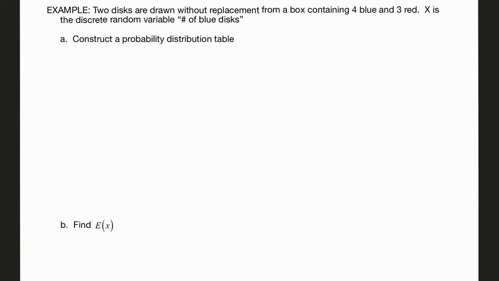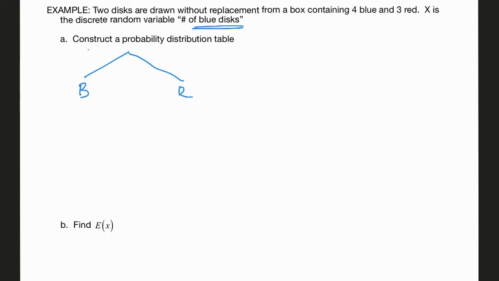Okay, so on this one, it says that 2 discs are drawn without replacement from a box containing 4 blue and 3 red. X is going to be defined as the number of blue discs. So for this probability distribution table, first I'm going to make a tree diagram. I just need to sort of organize what happens. I reach into this box, I could get a blue, or I could get a red.